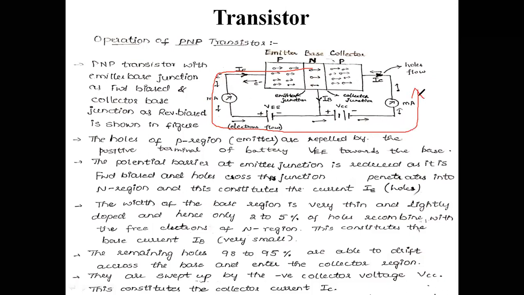Opposite of this electron flow is hole flow. Those holes flow in this direction. The flow of holes takes place in this direction, opposite to that of electrons. That is the point given here.